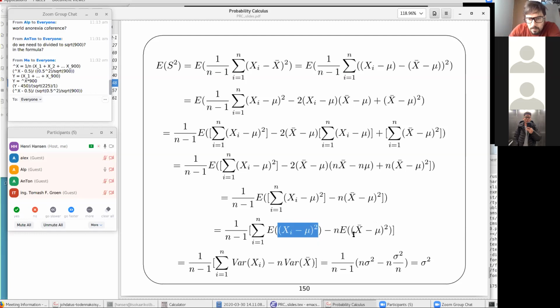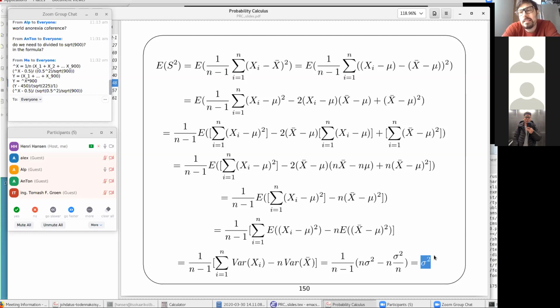And here, x bar minus mu squared, that's the variance of x bar. But we derived that variance to be sigma squared over n, and we're doing this n times over, so it's n times sigma squared over n. So this becomes a sigma squared. This is n times the variance of xi, so it's n times sigma squared. So n times sigma squared minus sigma squared, that's n minus 1 times sigma squared. And that's why we divide this by n minus 1, and we get sigma squared here.